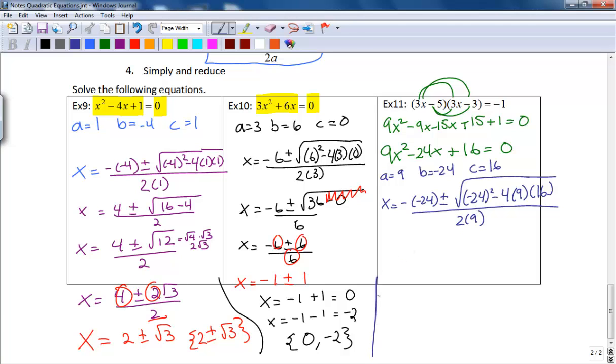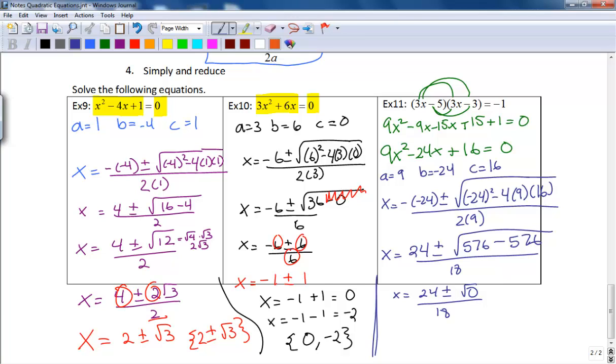All right, let's keep working this problem out. So x is equal to the negative of negative 24 is positive 24 plus or minus the square root. Well, negative 24 squared, let's see, 24 times 24 is 576. So we have 576 minus 4 times 9 times 16. 4 times 9 times 16 would be, that's 576, all over 2 times 9, which is 18. So keep going. X is equal to 24 plus or minus. So the square root of 576 minus 576 is the square root of 0 all over 18.